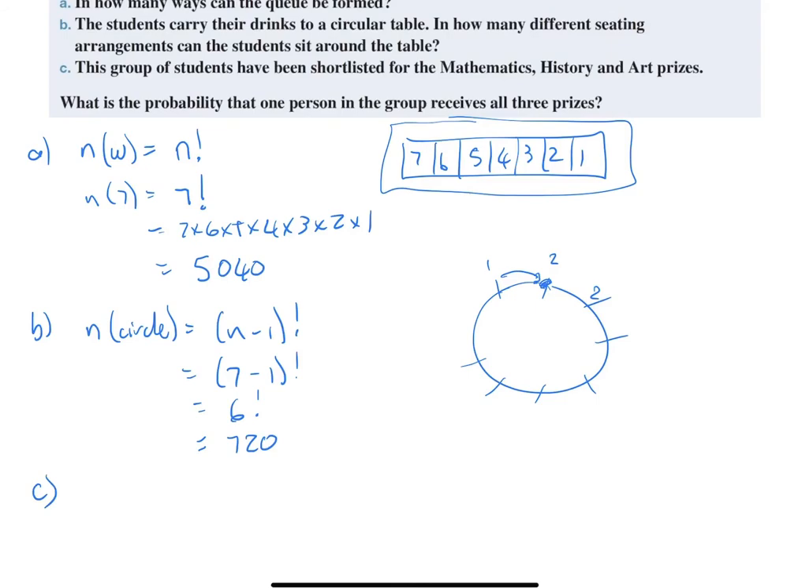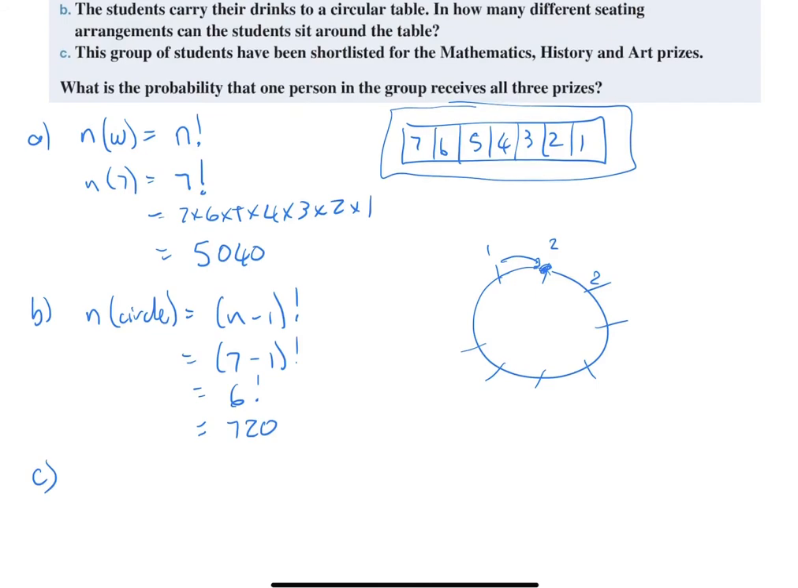The last one took me a while just to get everything right. So this group of students have been shortlisted for the mathematics, history and arts prizes. My first thought was, if I have history, there are 7 different outcomes. Then for each one of those there's maths, and for each one of those there's arts, which means there's 1 in 7, 1 in 7, 1 in 7. So that's one way of thinking about it.